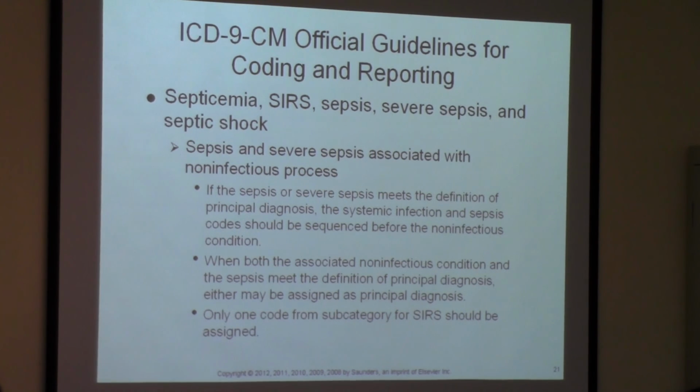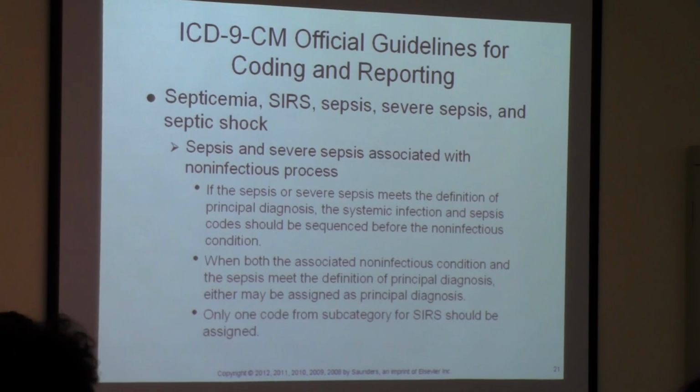Okay, so if you get admitted and then you develop sepsis, you code the reason why you got admitted first and then the sepsis. But if sepsis was present on admission, you code the sepsis first. Now sometimes the two conditions can both be the principal diagnosis.